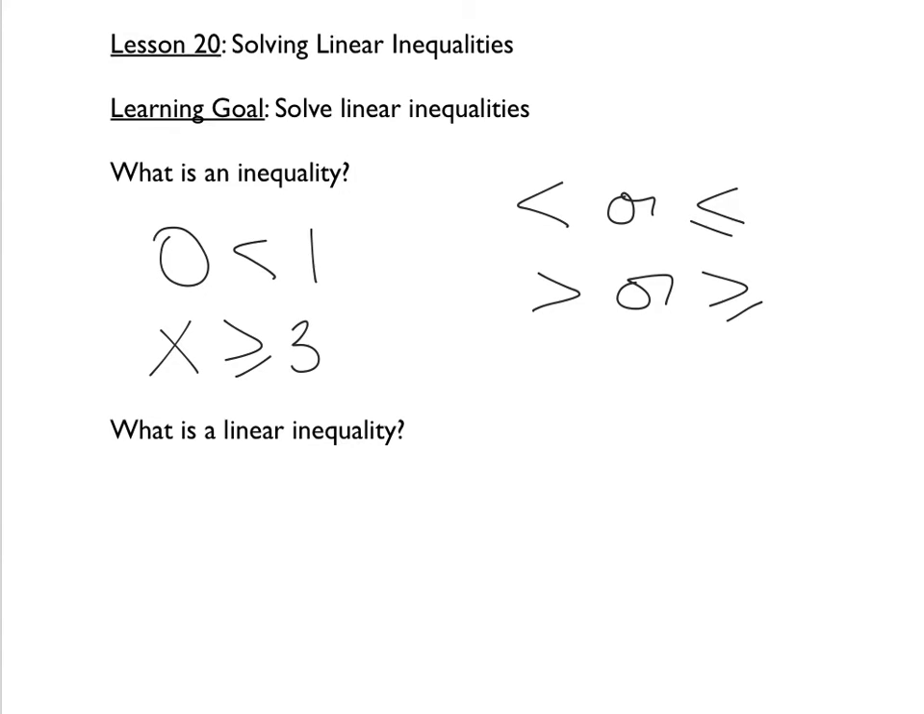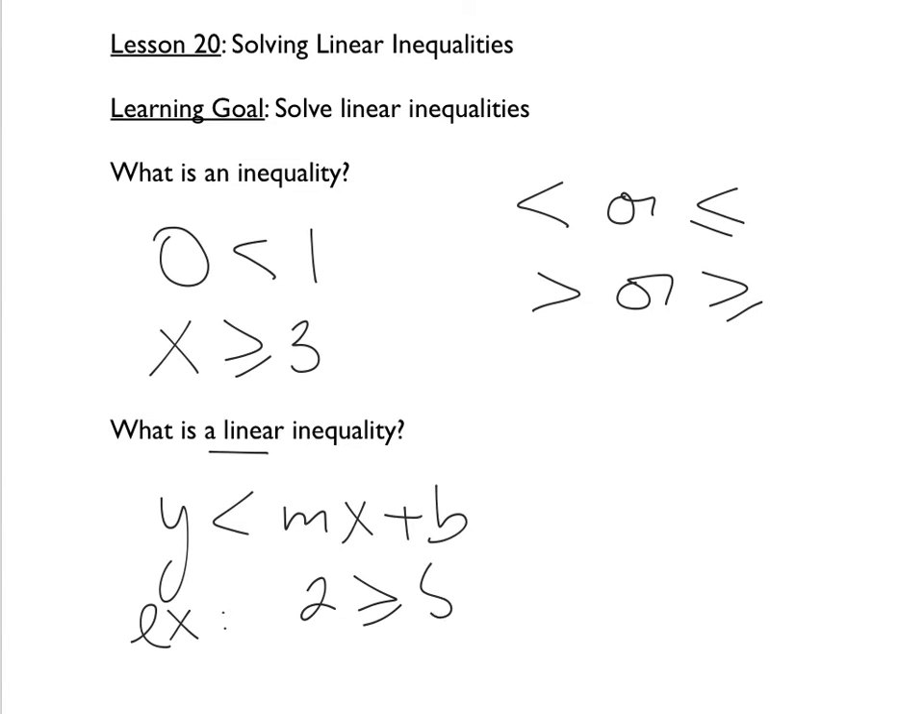What is a linear inequality? So linear just means that it takes the form of y equals mx plus b, but this would be an example of a linear inequality. So an example would be 2 is greater than or equal to 5x minus 7.